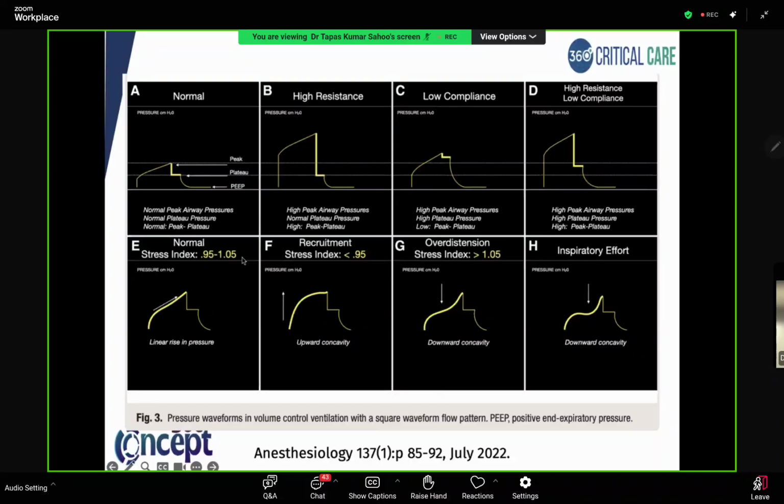Now there would be a question, because I have been part of some of these mock tests as well as exams, where the examiner would ask you what is SI, stress index. Sometimes you have to draw it. The examiner would expect you to know the normal stress index. It is 0.9 to 1, or 0.95 to 1.05. If you are doing recruitment, the stress index would be less, with upward concavity. Over distension would be more than 1.05, with downward concavity. And inspiratory effort would also show downward concavity.